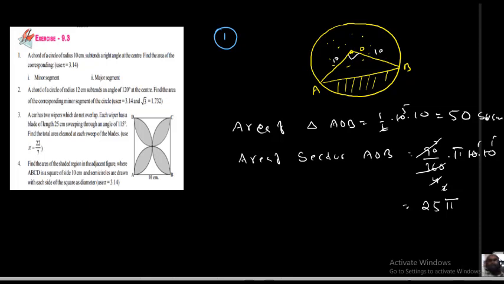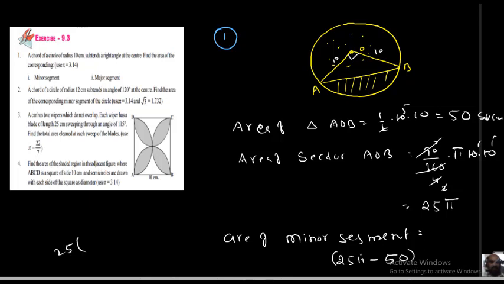Now the area of the minor segment equals the area of the sector minus the area of the triangle: 25 pi minus 50. Now I take 25 common: 25 times (pi minus 2) square centimeters. So you can simplify now.